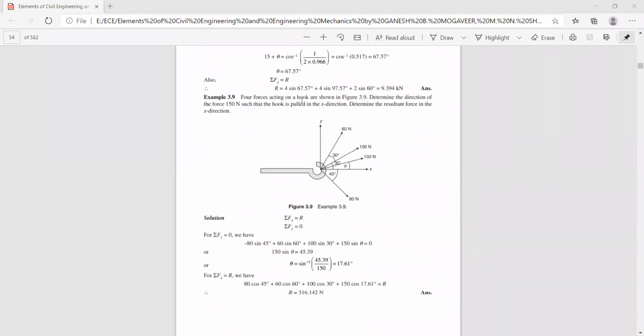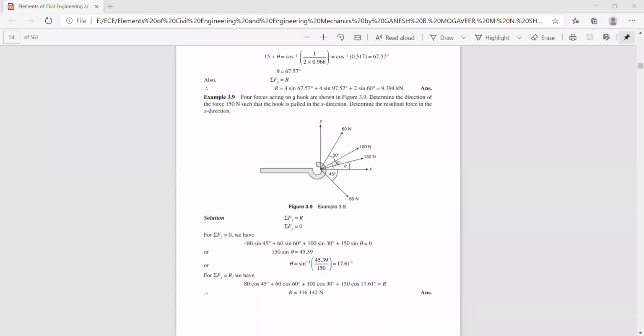Next we shall move on to the next problem. Four forces are acting on a hook, as shown in the figure. Determine the direction of the force 150, that is, this angle you need to find, such that the hook is pulled in the x direction. Also determine the resultant force in the x direction. That means the resultant acts along the x direction, hence the sum of its components along the y direction becomes 0.